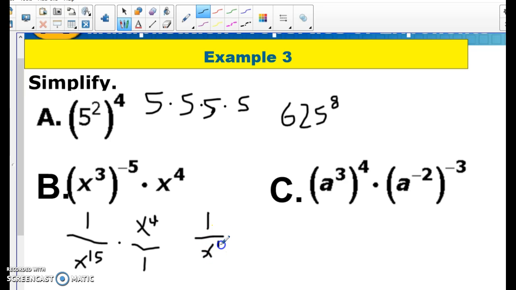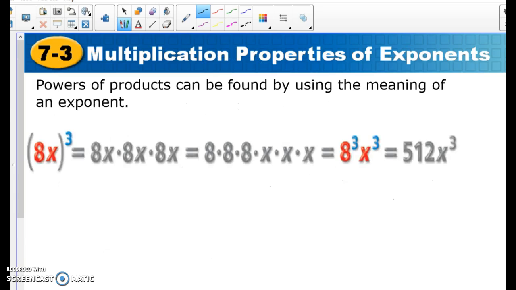Because I have 4 on top and 3 on bottom. And you'll kind of learn tomorrow that they're going to end up subtracting instead of adding. So in our multiplication problems, they add. Since this is a division problem down here, they are going to subtract.